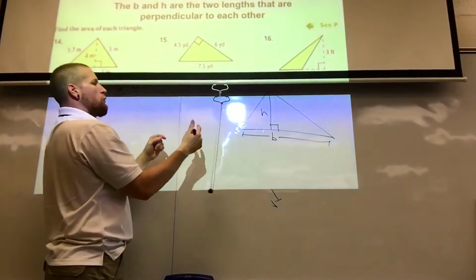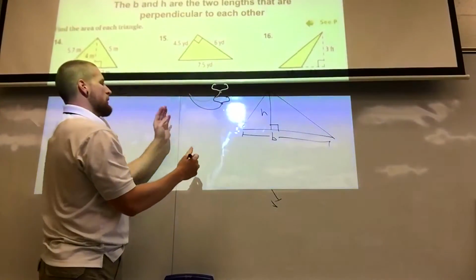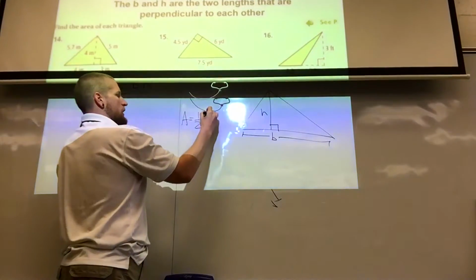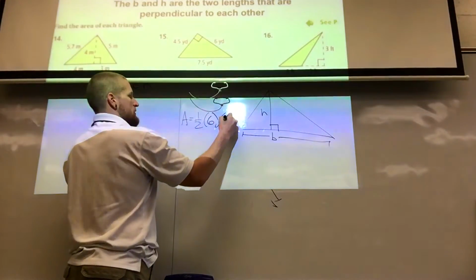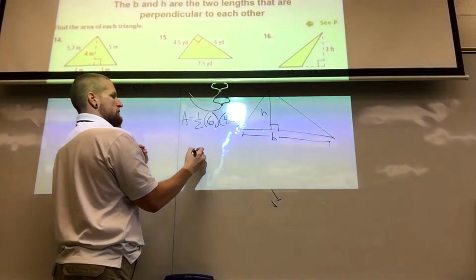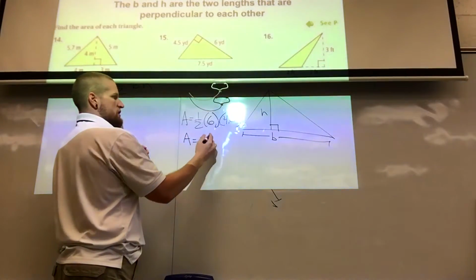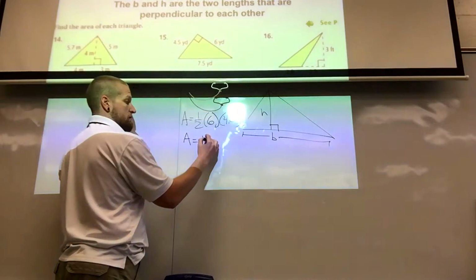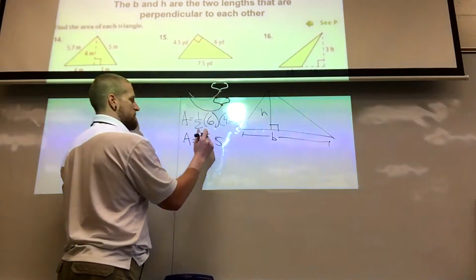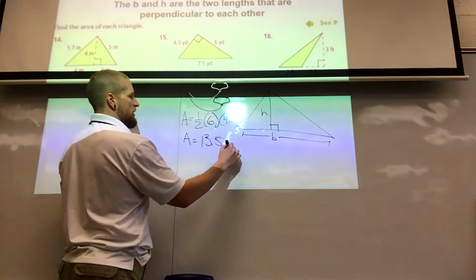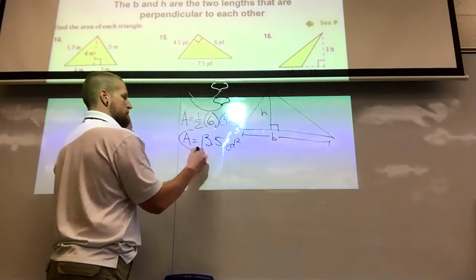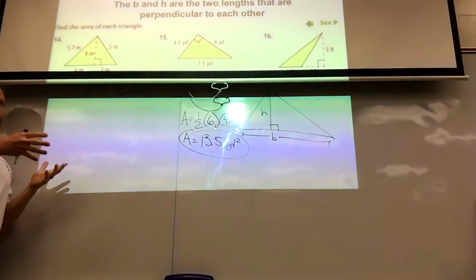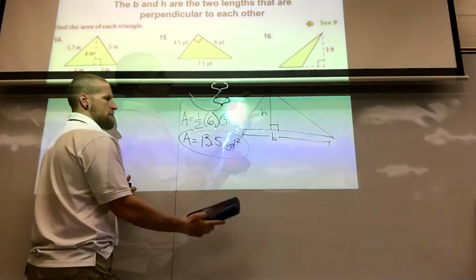It doesn't matter which one you call which, because you're multiplying. So like in this one, when I set it up, I would just be doing 1/2 of 6 times 4.5, which is 3 times 4.5, which is how much? Someone help me out there. It's like 13.5. Divided by 2. It's already divided by 2. Okay? So with the right triangle, just look for the two sides that are not the hypotenuse. Those are always going to be the base and height.